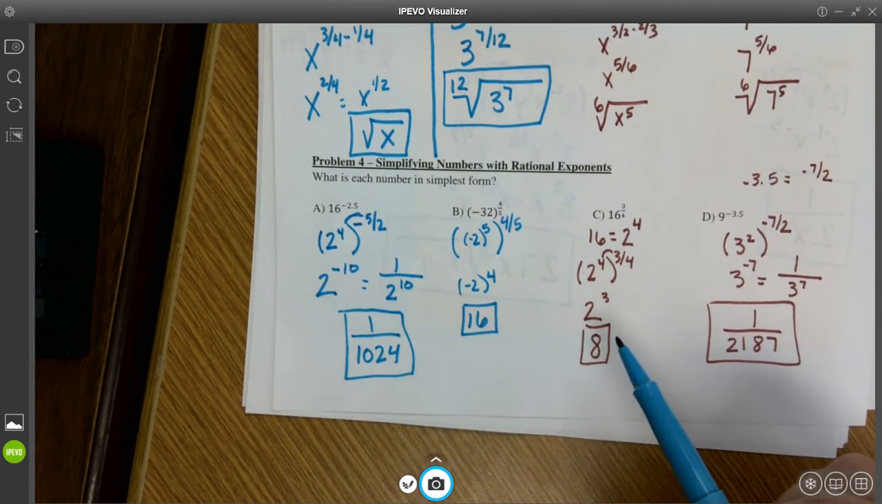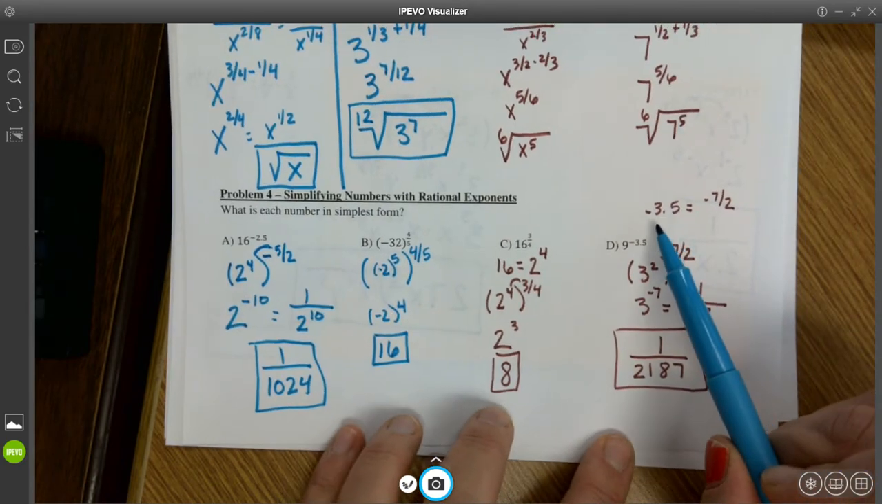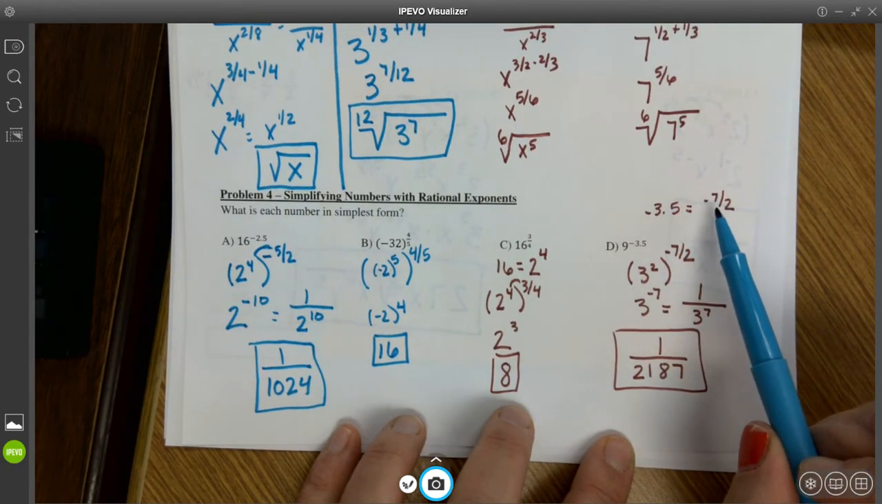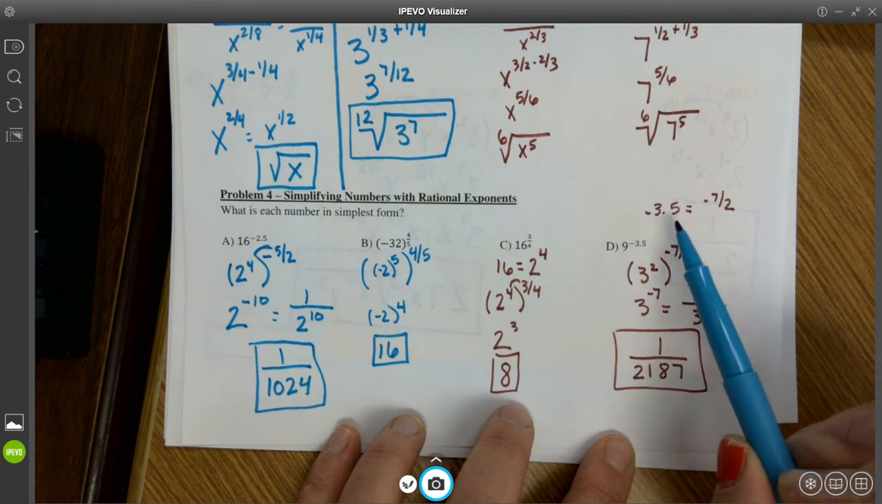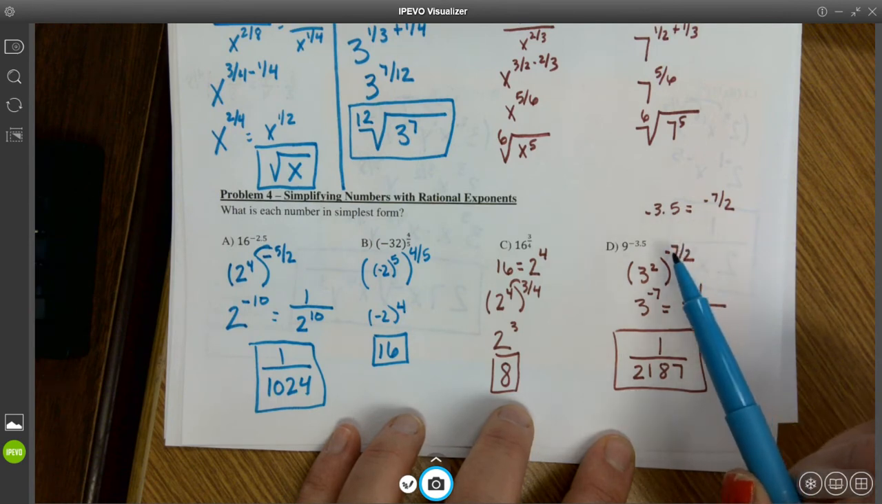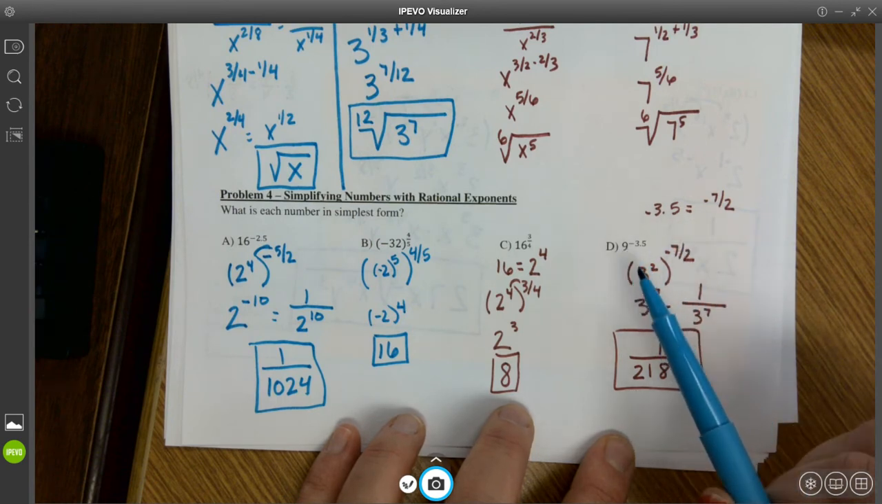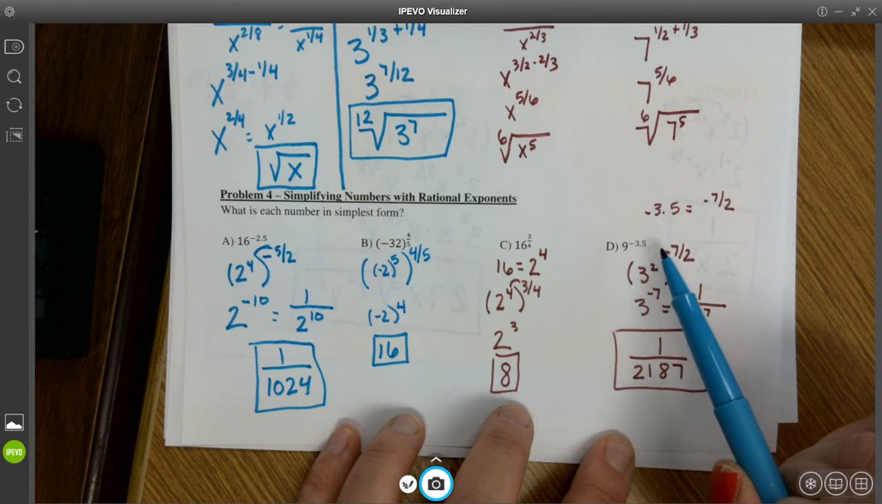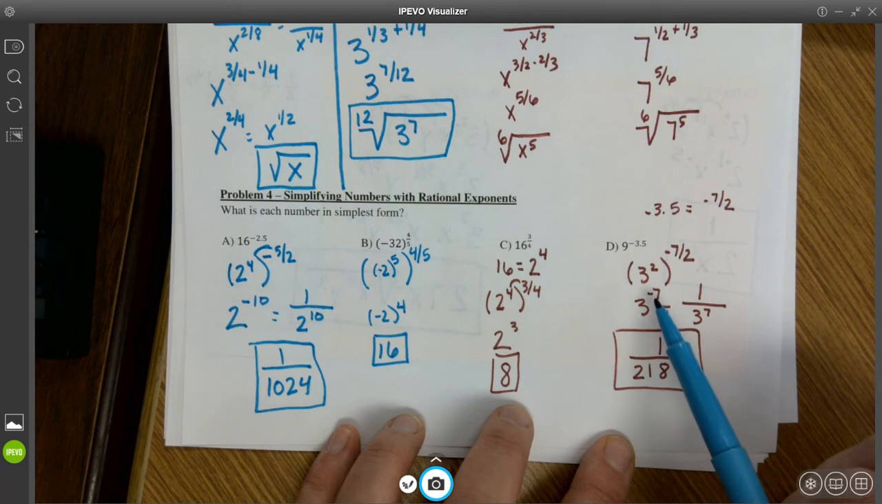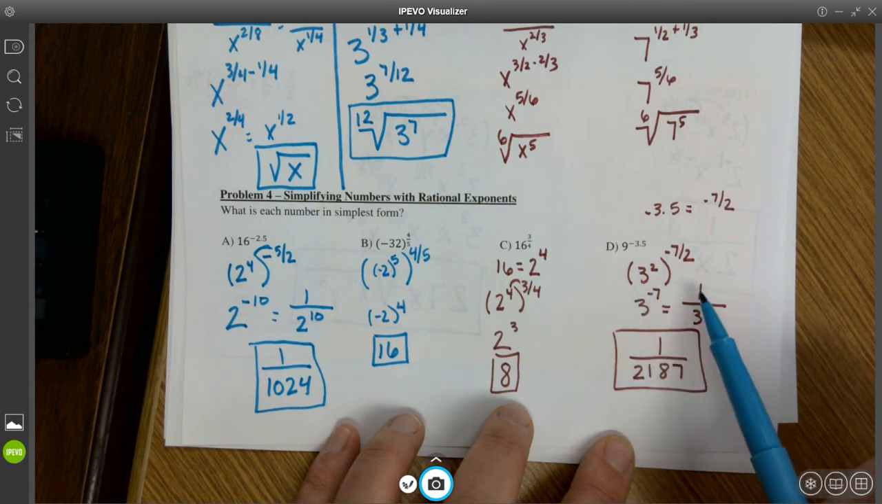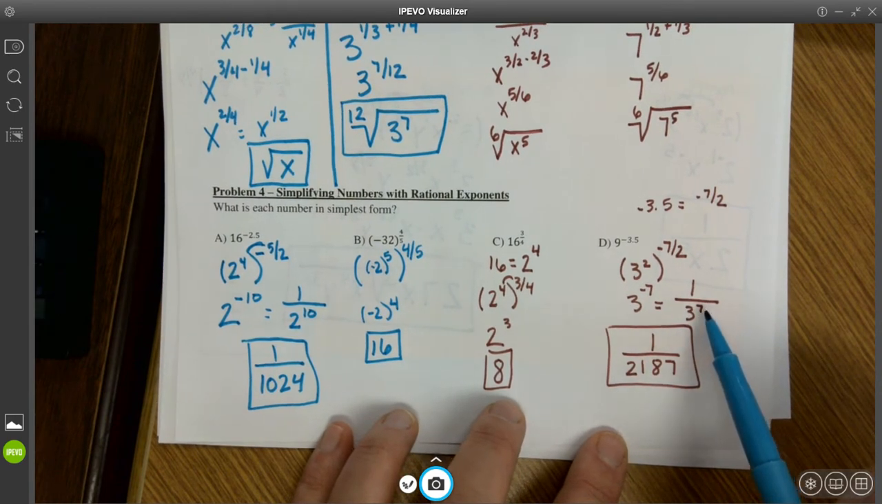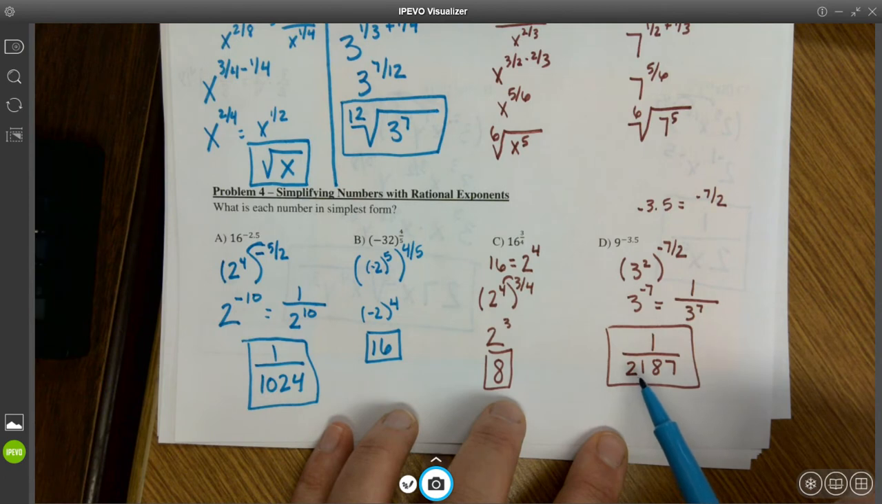2/3 is 8. Negative 3/2 is the same thing as negative 7/2. So that's what I did right here. I changed my decimal to a fraction. I also rewrote 9 as 3 squared. So now power to a power, you multiply, that gives you negative 7. The negative exponent means the whole base and what it's attached to, this whole thing moves to the bottom of the fraction. And 3 to the 7th is 2,187. So 1 over 2,187.